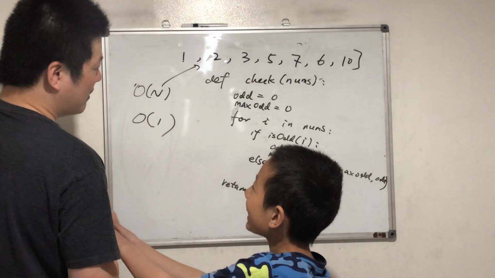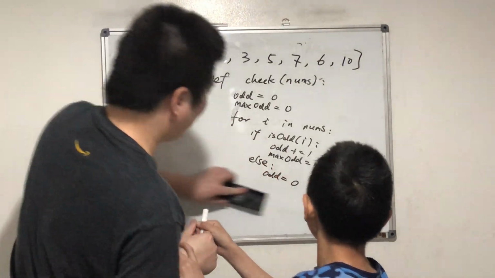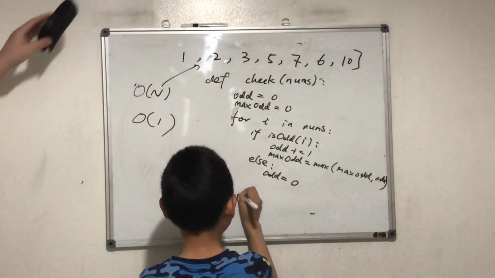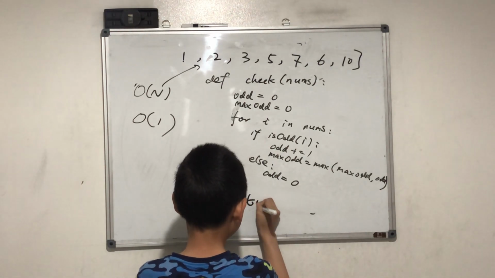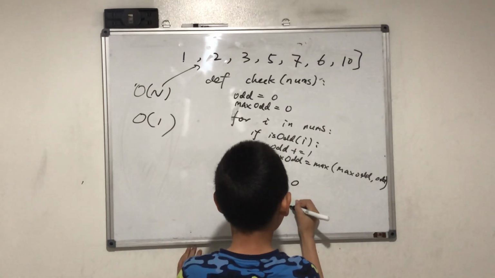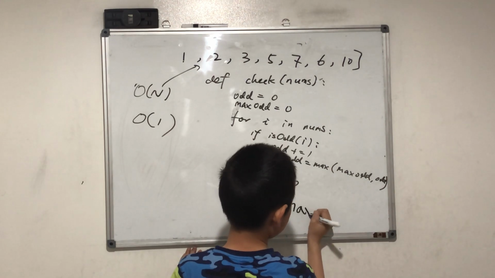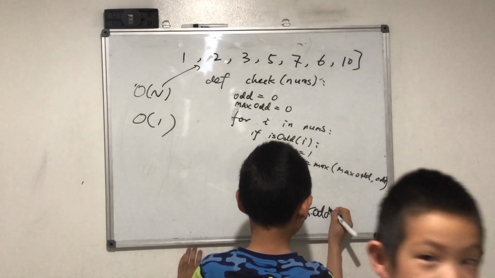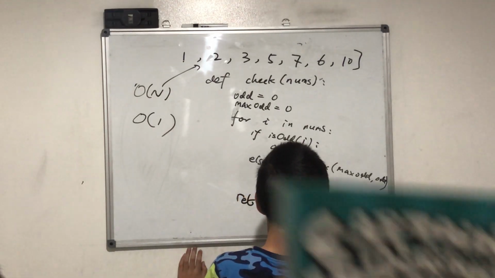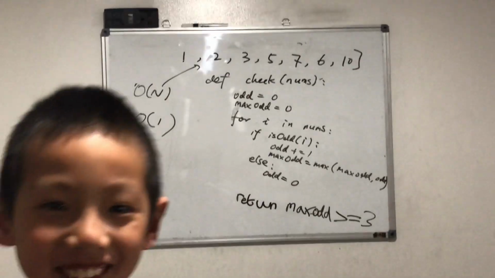Okay, guys, not so fast. Okay, fine. This one today is easier. Return what? Return max odd. Tra la la. We're done. We're done. You can do some beatboxing. Boom, boom, boom, boom. Got some more. Okay.